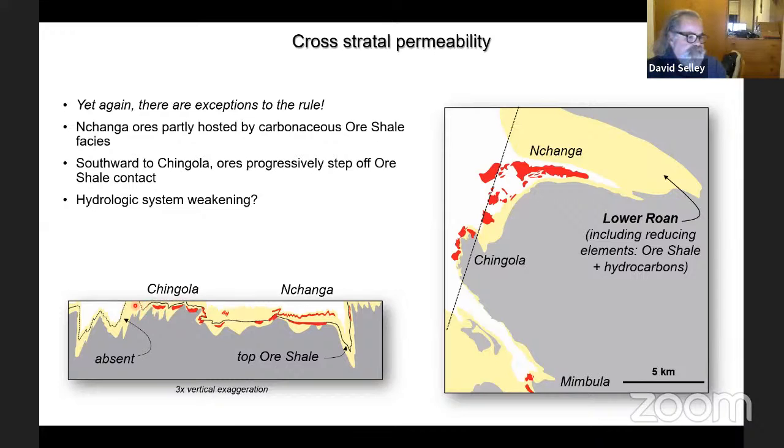It dies out further to the south, that's this dotted line, and then it reappears a bit further to the south where again we have footwall ore bodies in the permeable sandstones, but the ore shale is pyritic and effectively barren. And this tends to suggest here that we've got lateral compartmentalisation from a hydrologic perspective. High fluid fluxes in this region here, around Nchanga, the system progressively waning or dying off as we shift to the south.